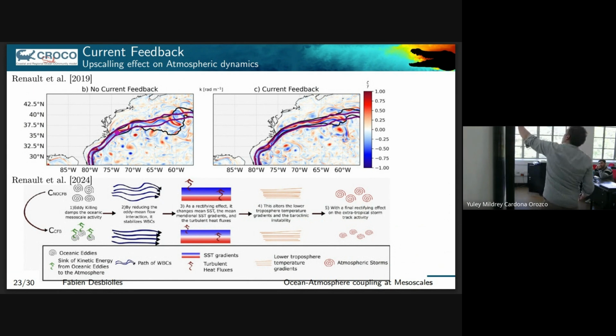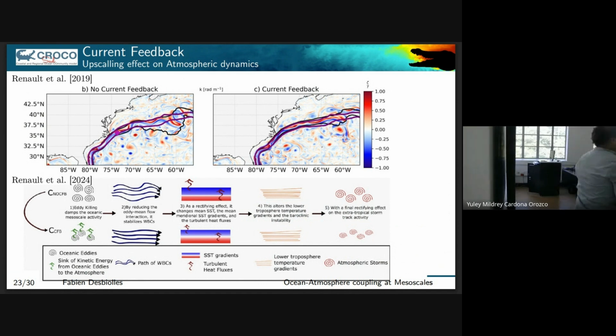And we modify also turbulent heat fluxes that alter the troposphere temperature gradient and the baroclinic instability in the atmosphere. So we are less unstable if we take into account the current feedback, and we have a stabilized western boundary current and a stabilized Gulf Stream. That leads to less storm track activity, so fewer extratropical cyclones in the atmosphere.